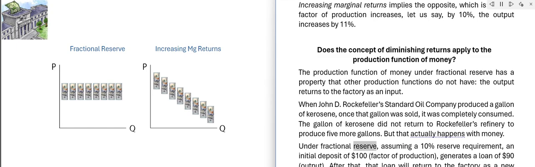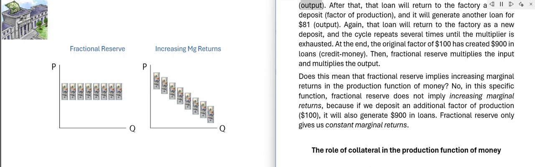Under fractional reserve, assuming a 10% reserve requirement, an initial deposit of $100, factor of production, generates a loan of $90, output. After that, the loan will return to the factory as a new deposit, factor of production, and it will generate another loan for $81, output.